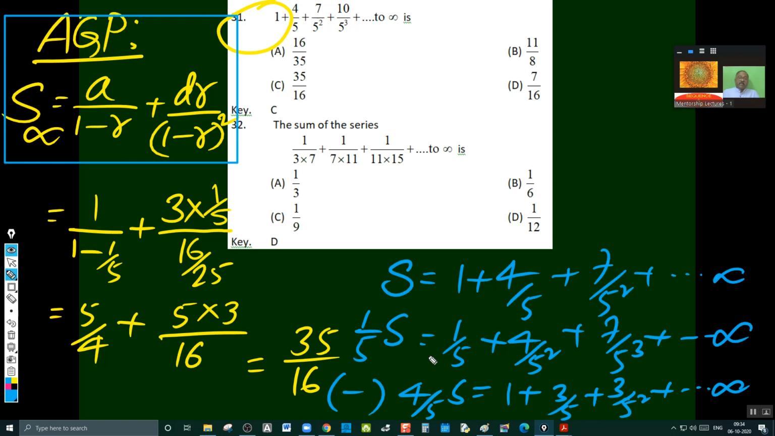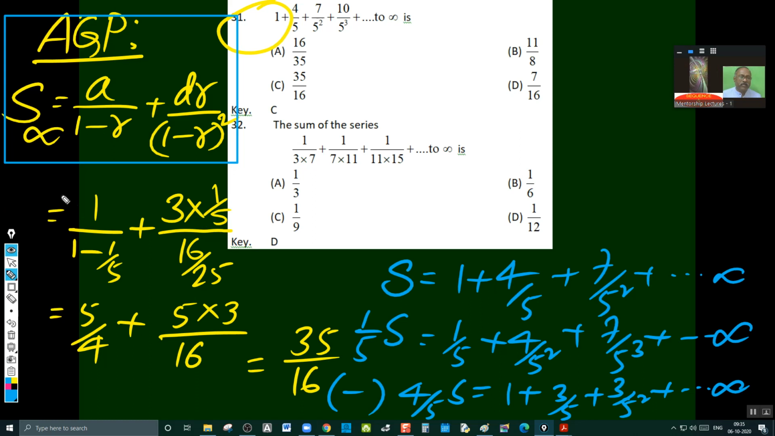Why I discussed it? Just to remind you that formula. If it's a formula, directly writing the R value, I got wrong. That is why it has taken time. But in this formula, straight away, remember it. S infinity is equal to A by 1 minus R plus dr by 1 minus R whole square.